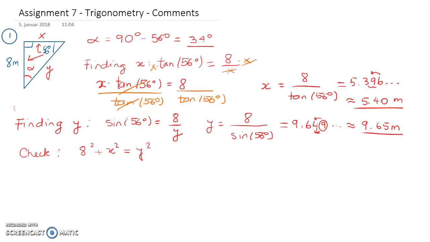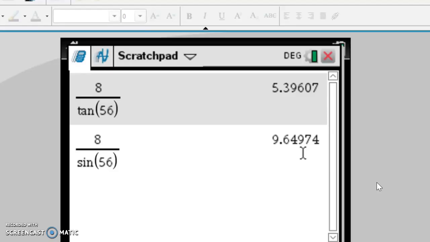So we are trying to see if it's true that 8 squared plus 5.40 squared is approximately the same as 9.65 squared. The approximately is because, as I said, we are using approximations. So we may be off by a little bit. So let's check in the calculator. 8 squared plus 5.40 squared.